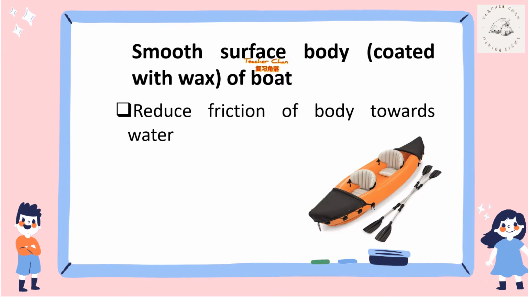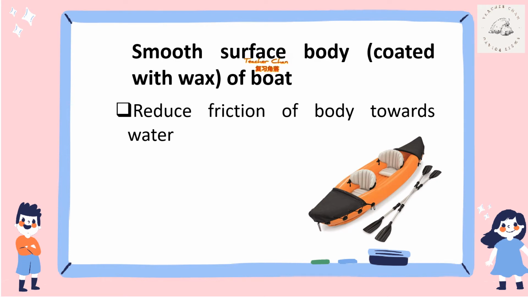Smooth surface body of the boat, which is coated with wax. Wax will create a very smooth surface, so the boat will reduce the friction of the body toward the water.